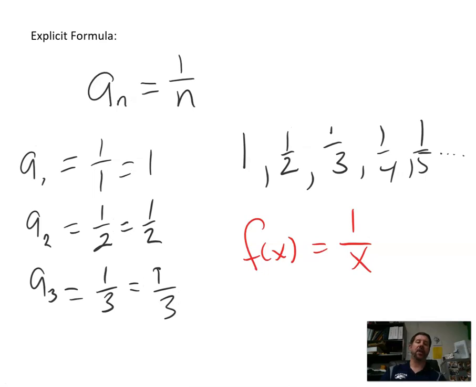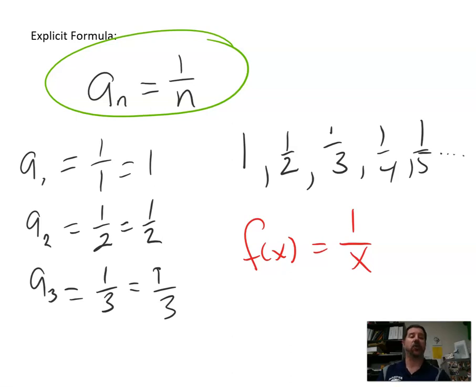Okay, and just one last real quick point here. With an explicit formula, I can find any term at any time. We just wrote out the first 5 terms of this sequence, but if I said, what is a sub 100, you would just plug in 100, and that would be 1 over 100. So with an explicit formula, you can find any term at any time, and that's what's nice about it.